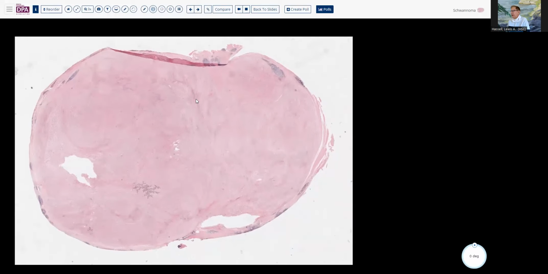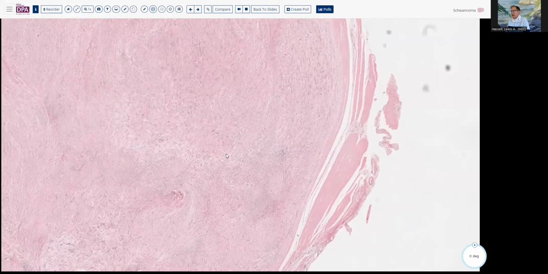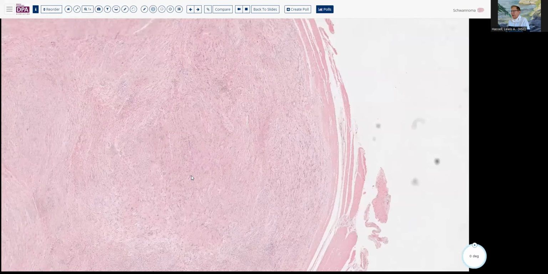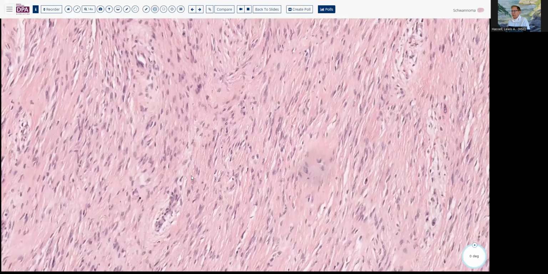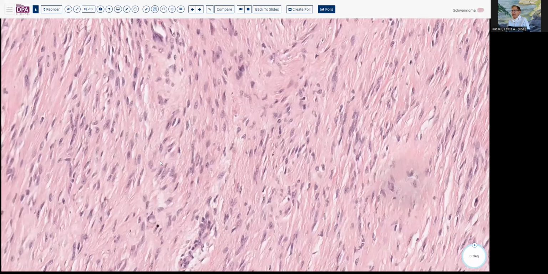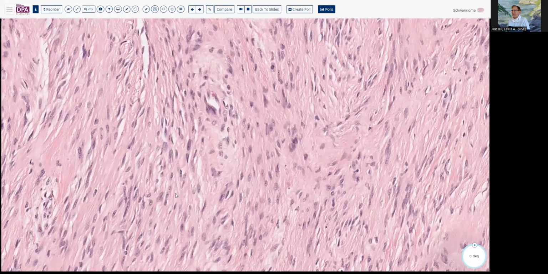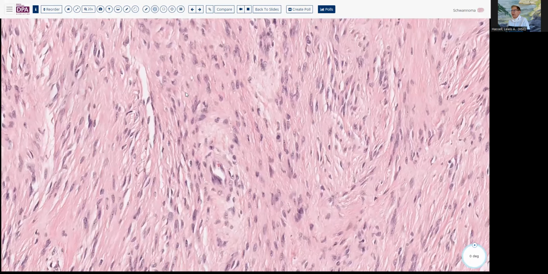Another similar section, unrelated, different case, but same diagnosis. You can see, again, intramural location. Here's a little bit of the smooth muscle from the wall, and a very bland cytology, spindle-shaped cells, slightly rounded, tapering ends to the nuclei, and very fibrillar type of cytoplasmic appearance.